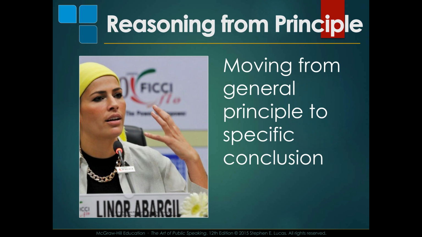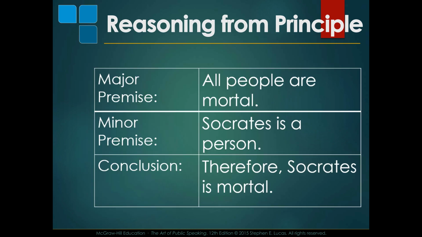Reasoning from principle is basically taking the inverse of reasoning from specific instance. So in this case, we're moving from the general principle to a specific conclusion. And this is a very structured kind of argument that has a major premise, a minor premise, and a conclusion. So it sounds like this.